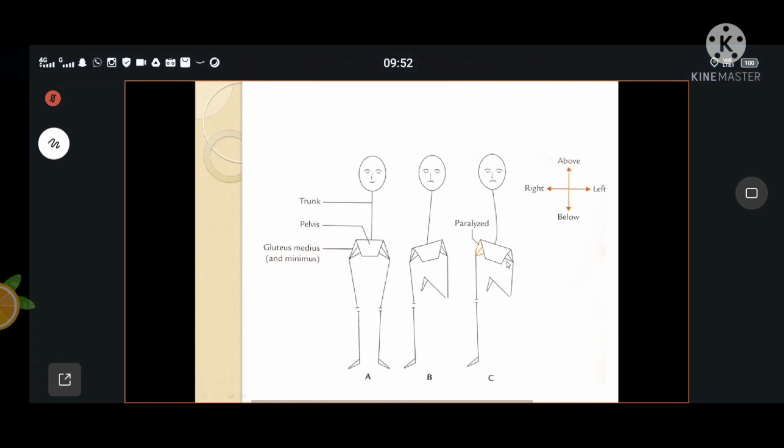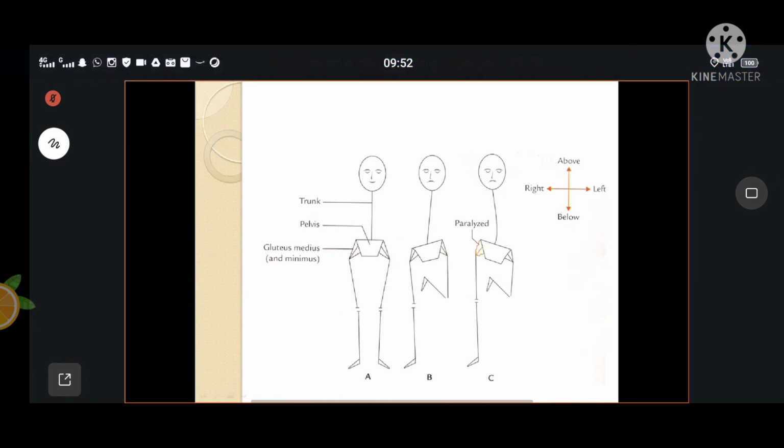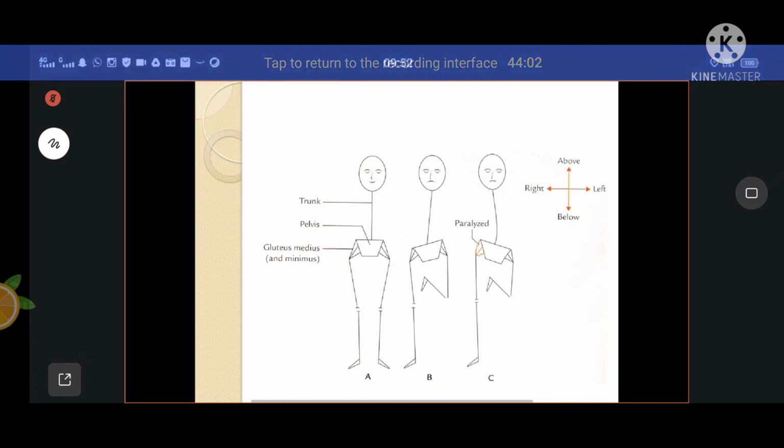There will be sagging of the pelvis of the left side, and then the condition is called what? Trendelenburg sign. And the gait, the walking gait, is called lurching gait.